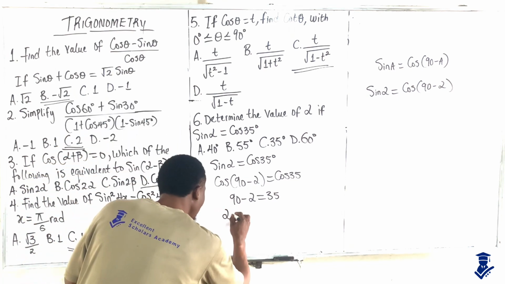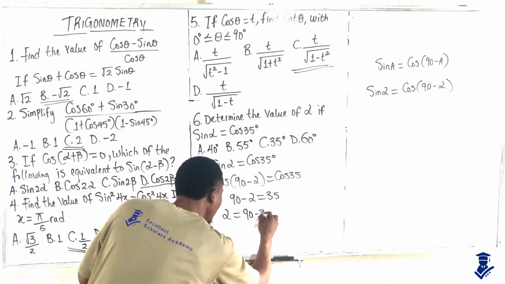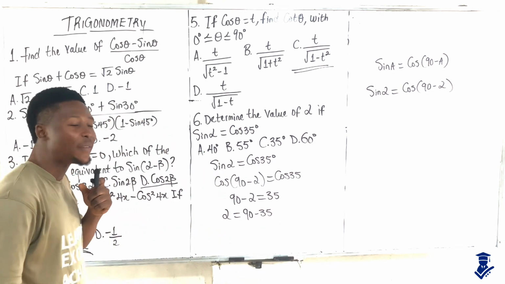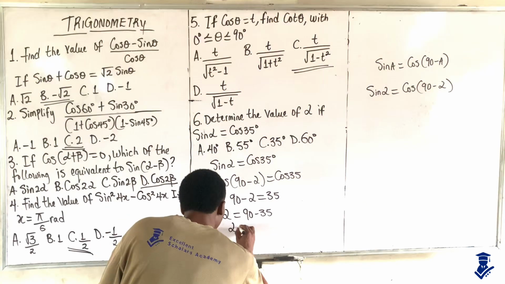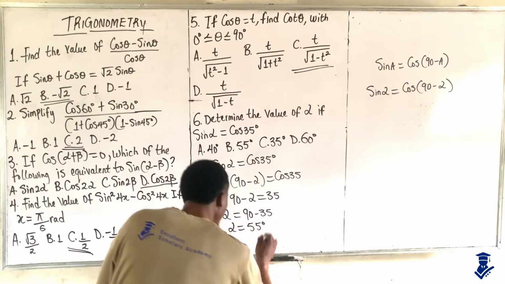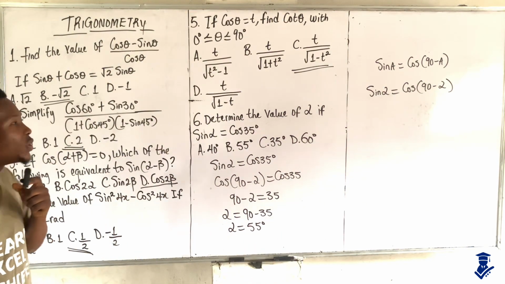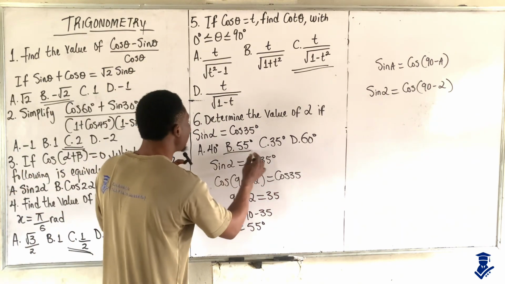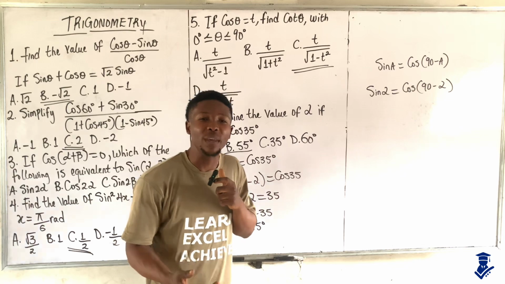And then make alpha the subject of formula. We're going to have alpha equal to 90 minus 35. Now, 90 minus 35 is going to give us 55. So alpha is equal to 55 degrees. So the value of alpha is equal to 55 degrees. That makes option B correct.